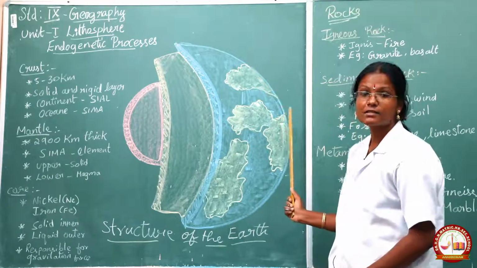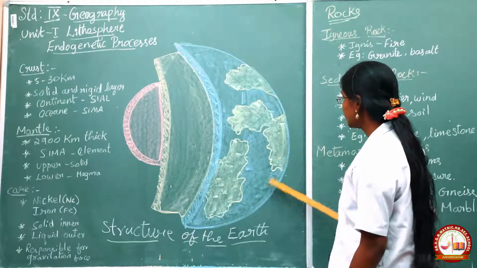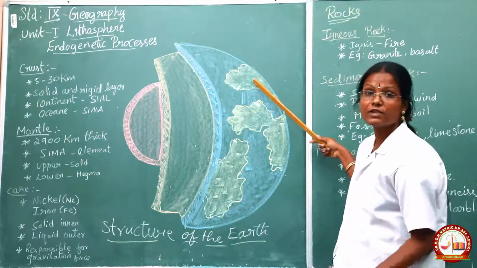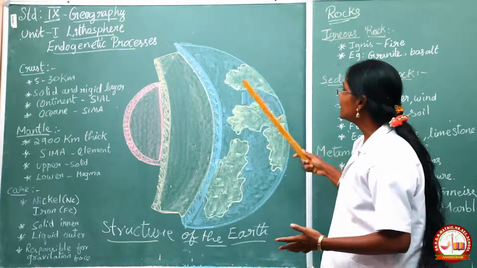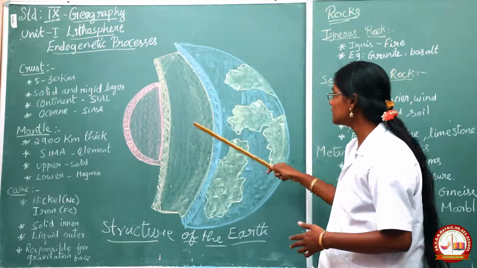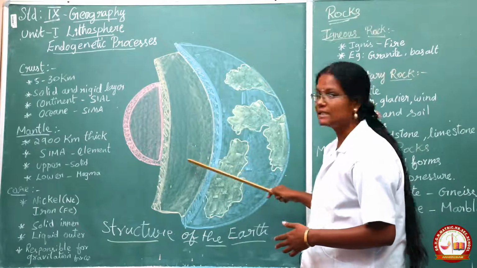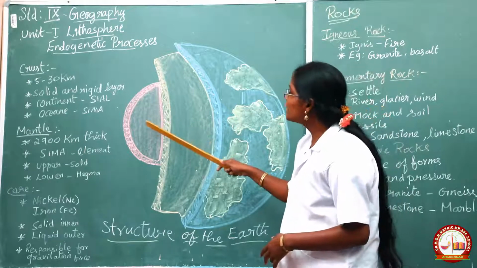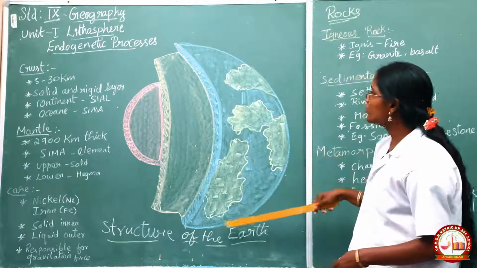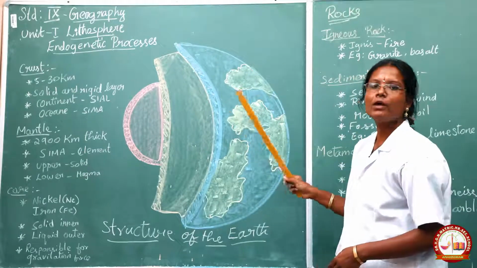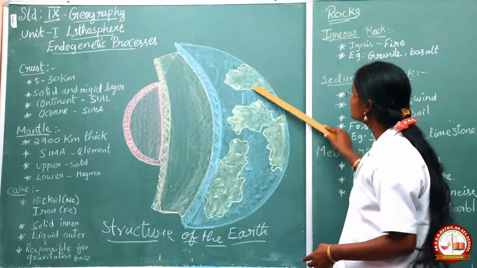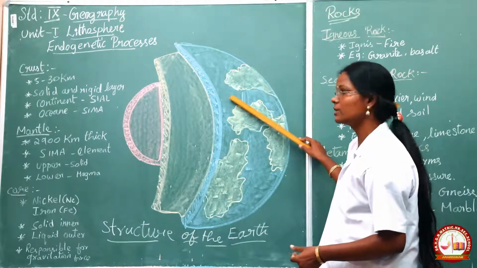We call this the earth's crust; this is the oceanic crust and this is the continental crust which we can see. Inside that, beneath the crust, is called the mantle, and then the innermost layer is called the core. So first we are going to see about the crust. There are two different crusts: one is the continental crust and another is the oceanic crust.